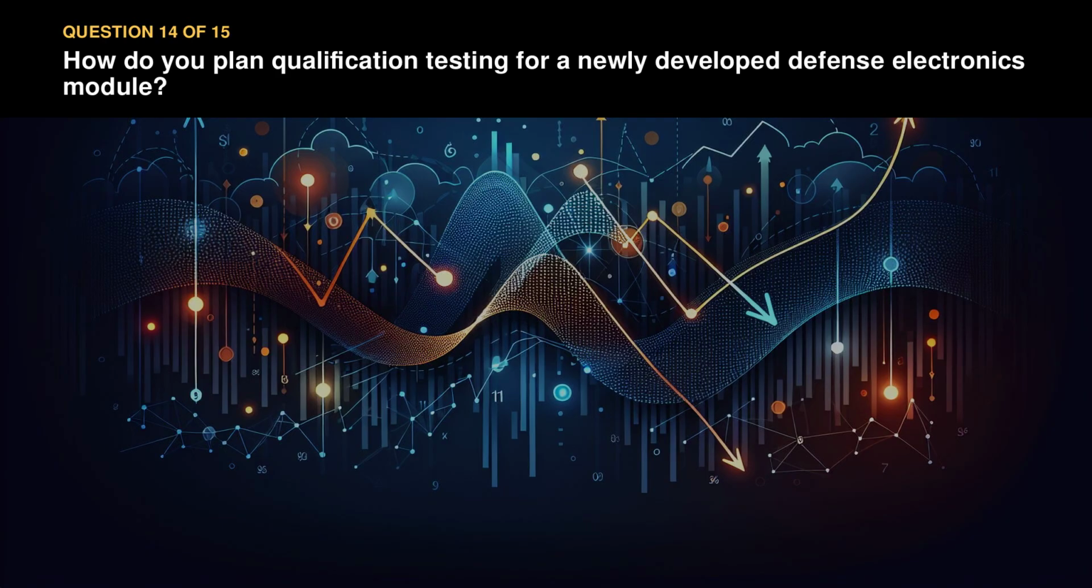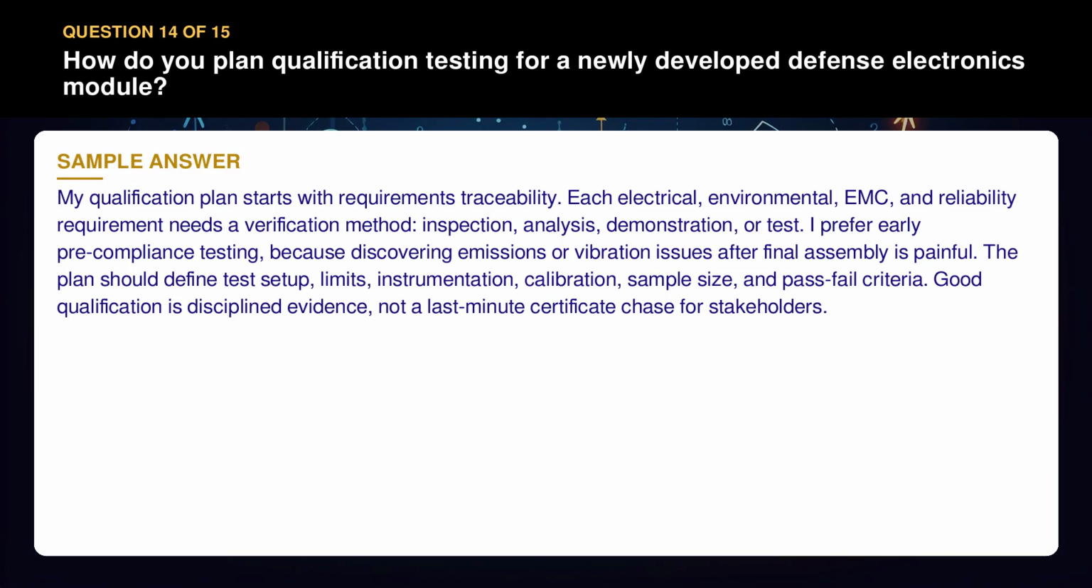Question 14. How do you plan qualification testing for a newly developed defense electronics module? My qualification plan starts with requirements traceability. Each electrical, environmental, EMC, and reliability requirement needs a verification method: inspection, analysis, demonstration, or test. I prefer early pre-compliance testing because discovering emissions or vibration issues after final assembly is painful. The plan should define test setup, limits, instrumentation, calibration, sample size, and pass-fail criteria. Good qualification is disciplined evidence, not a last-minute certificate chase for stakeholders.